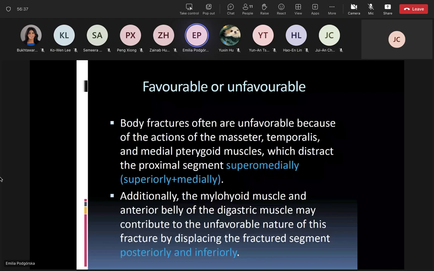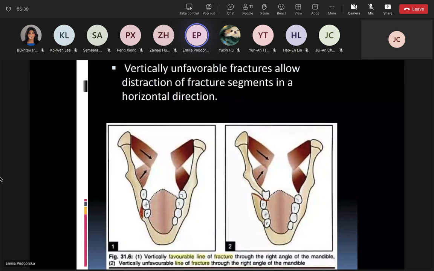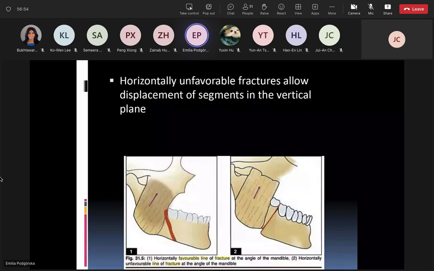Vertically unfavorable fractures allow distraction of fracture segments in a horizontal direction. Horizontally unfavorable fractures allow displacement of segments in the vertical plane.